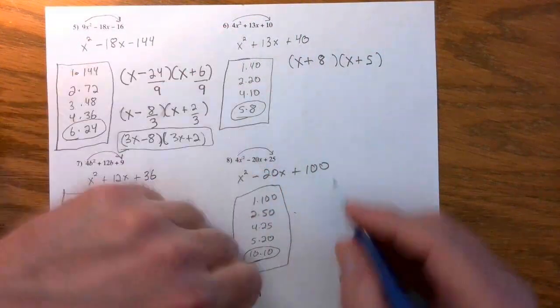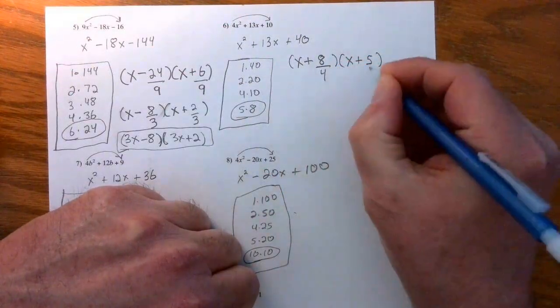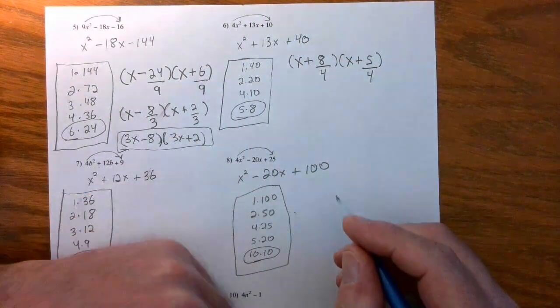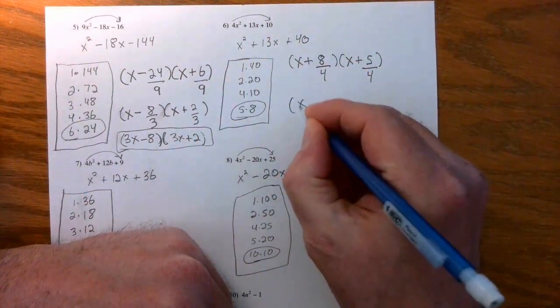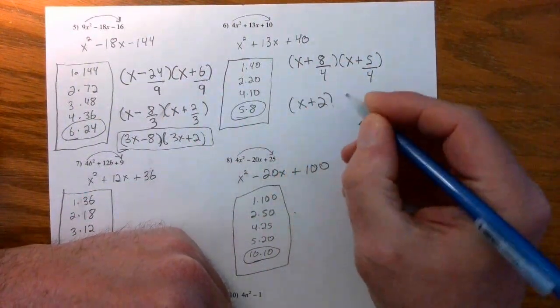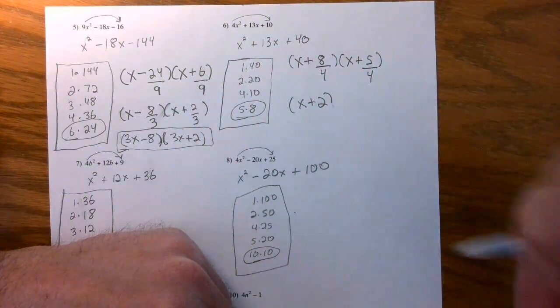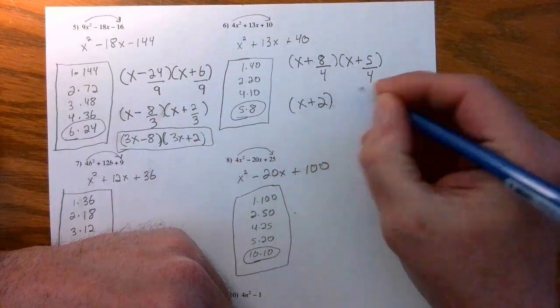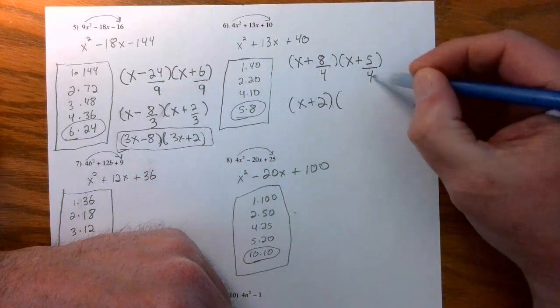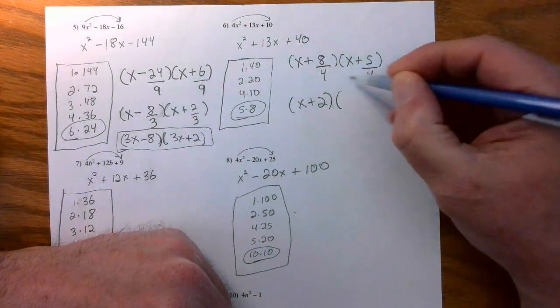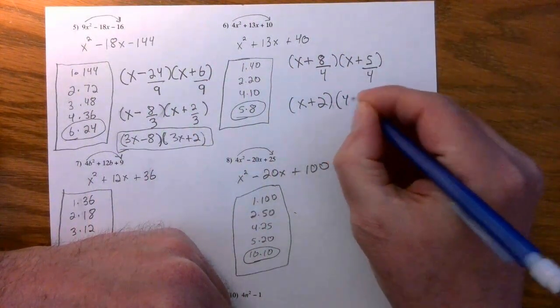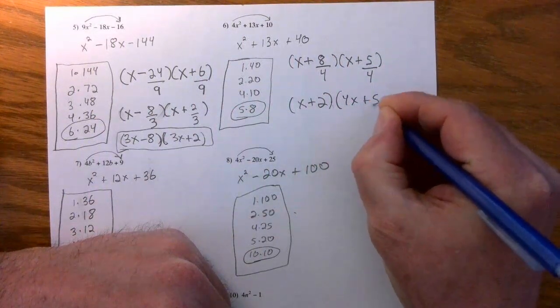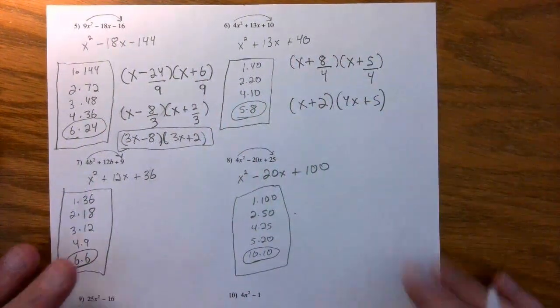4 is what we slid back, so divide out 4. Simplify. This becomes x plus 2. 8 divided by 4 is 2. This one is simplified. Put the 4 in front of the x. Bottom up that 4. And that's a 5.